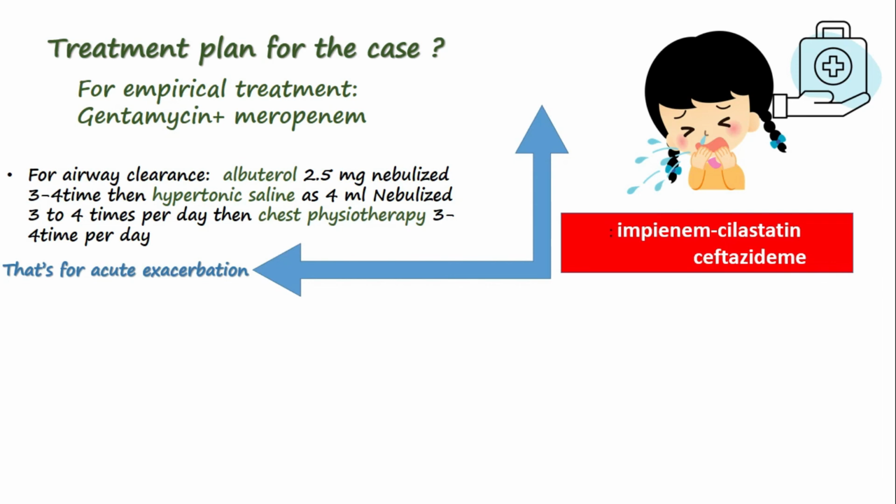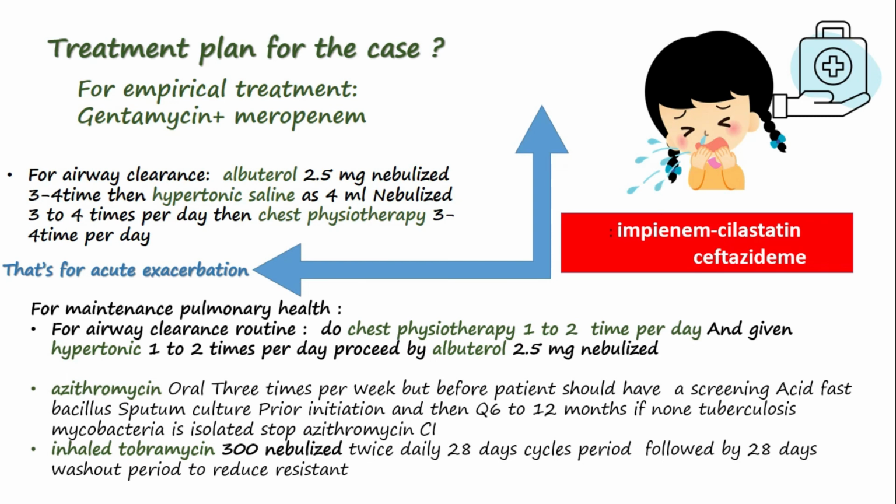After the treatment of the exacerbation, you should add maintenance therapy, the airway clearance routine, the same as in the acute exacerbation, but the airway clearance routine will be 1 to 2 times per day, maybe in the morning and the evening. For maintenance pulmonary health, you can add azithromycin 3 times per week, and you can add inhaled tobramycin 300 mg nebulized twice daily, in a 28-day cycle followed by a 28-day washout period to reduce resistance. And that's the full regimen for pulmonary health in a cystic fibrosis patient.